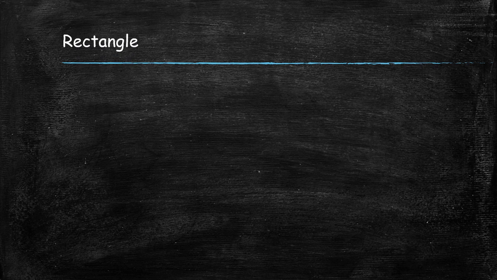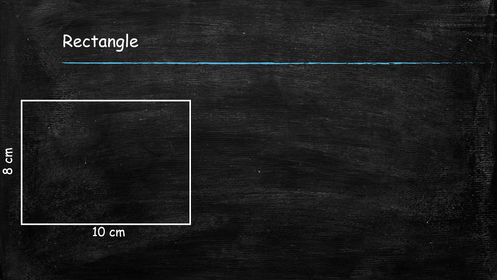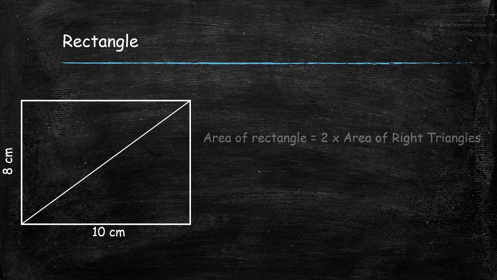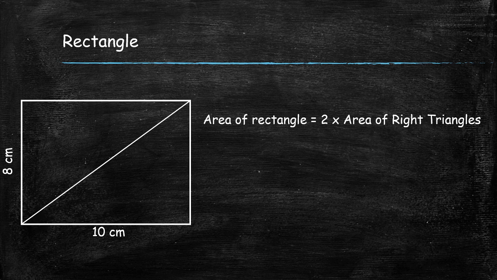So rectangle. As we know, a rectangle has a length and a breadth. Here the length is 10 centimeter and the breadth is 8 centimeter. Draw a diagonal dividing the rectangle into two right triangles. So the area of the rectangle is 2 into the area of the right triangles. As the right triangles are equal, we can just multiply it by 2 to get the area of the rectangle.